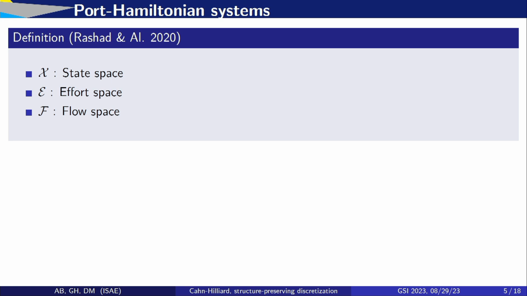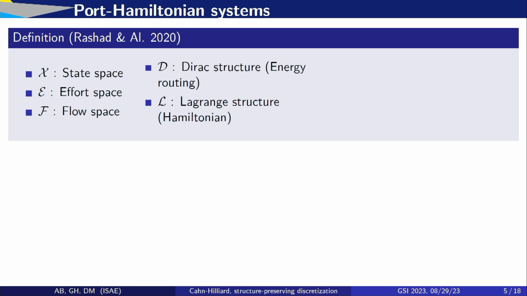To link these three spaces together, we have two structures. We have the Dirac structures and Lagrange structures. The first one will allow us to have some kind of energy routing between the different elements, and the second will allow us to get some kind of Hamiltonian, an energy basically. And so we have this diagram, which allows us to visualize how things are interconnected.